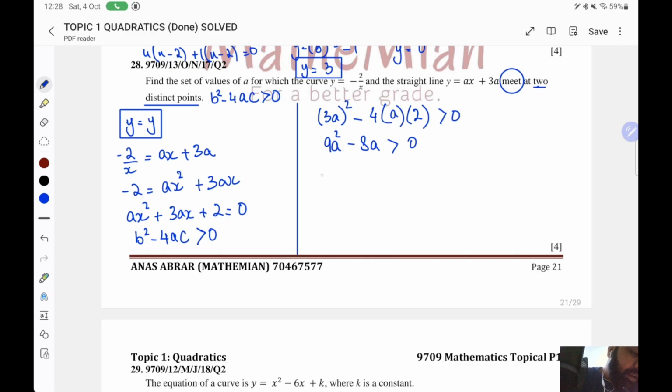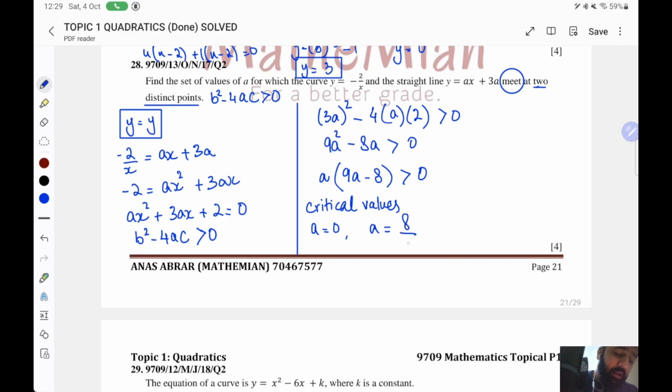Now we can take a as common. We will have a times 9a minus 8 greater than 0. So the two critical values that we can have: one critical value is a equals 0, and the other critical value is a equals 8 over 9.